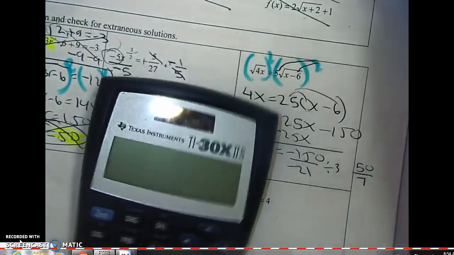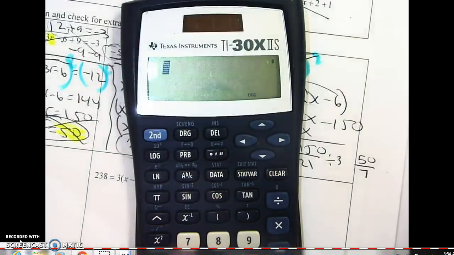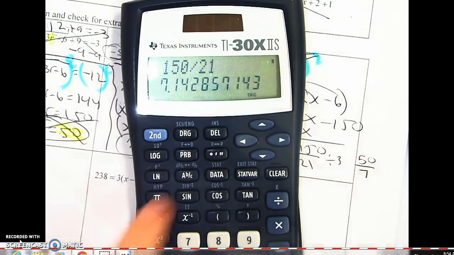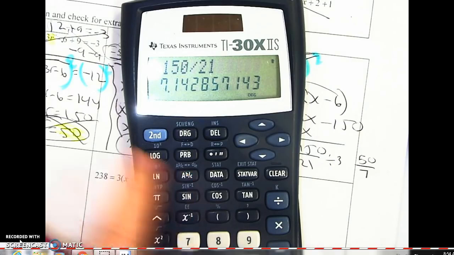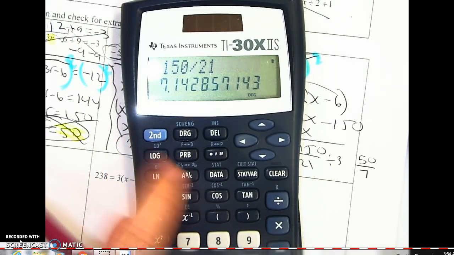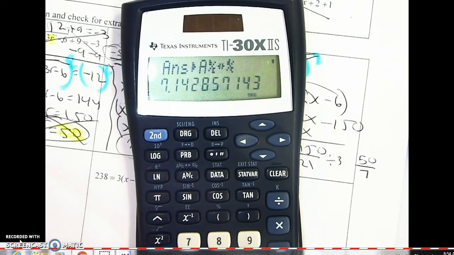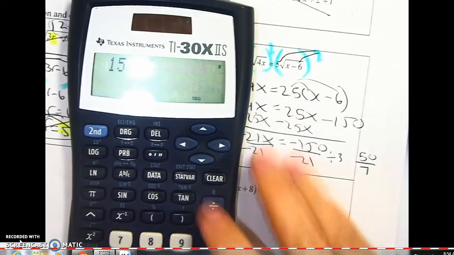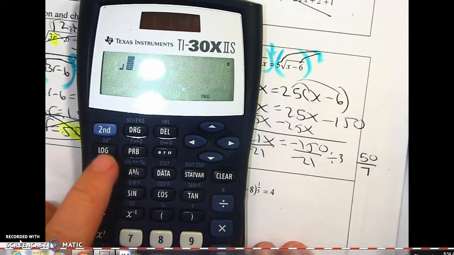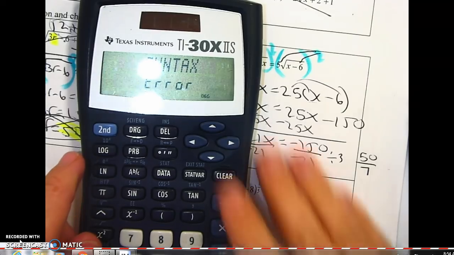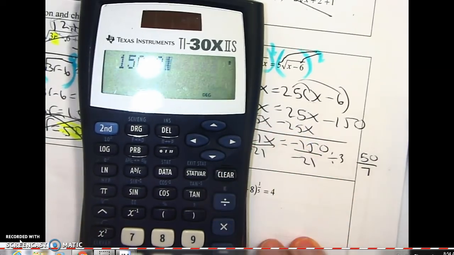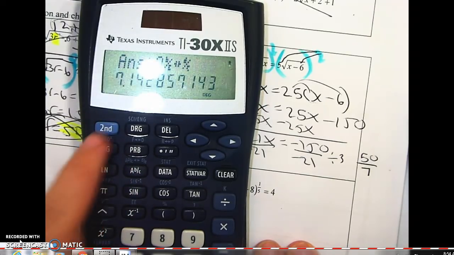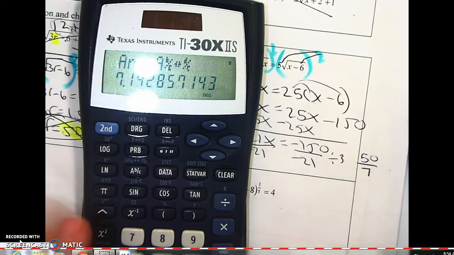I'll show you in your calculator. Let's see if the calculator will help me a little bit. So I'm going to go 150 divided by 21, and it gives me a decimal, which you cannot do. But I think there's this button here where it's blue. See how the blue part? Let's see. Nope, that's not it. So 150 divided by 21. Nope. Okay. I know there's a way. So obviously I'm not figuring it out. Nope. Okay. I can't figure it out.